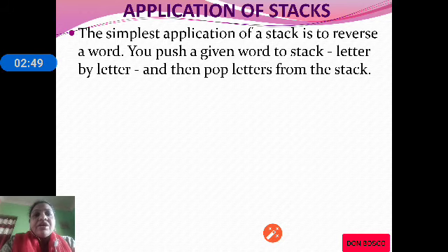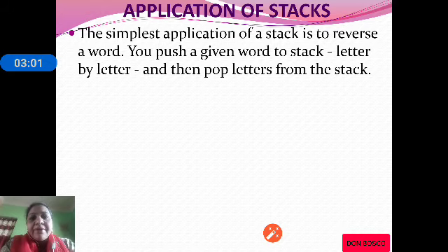So the simplest application of a stack is that we can use stacks to reverse a word. Whenever we have to reverse a word, we can use a stack because a stack works on LIFO, last in first out. Letter by letter, when we remove each element, we will get the word in reverse order. The simplest application of a stack is that it can be used to reverse a string or word.